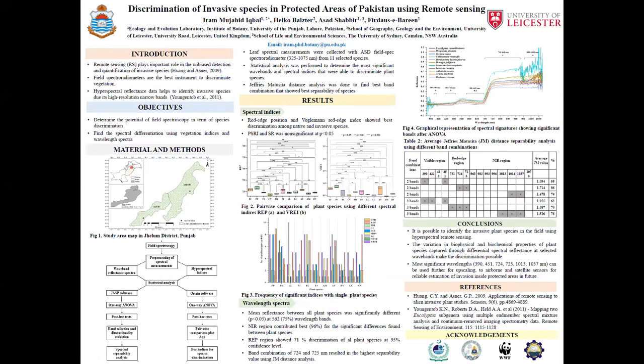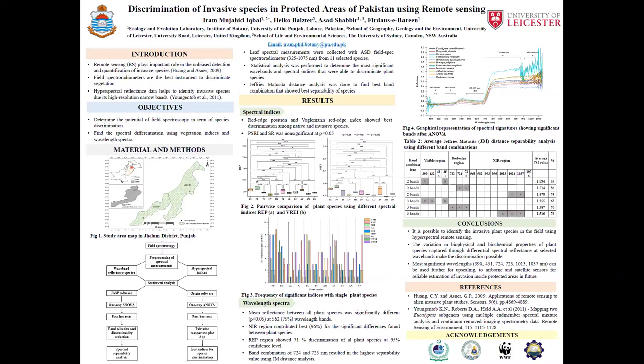Field spectrometers are best to use in order to analyze hyperspectral data and map invasive species. The objective of my study is to assess the potential of field spectroscopy in terms of species discrimination, as well as to find the spectral differentiation using vegetation indices as well as wavelength spectra.